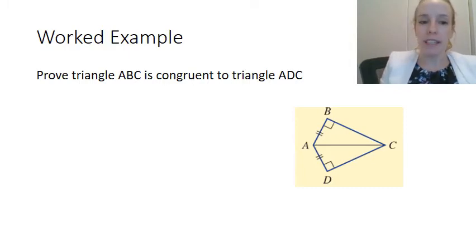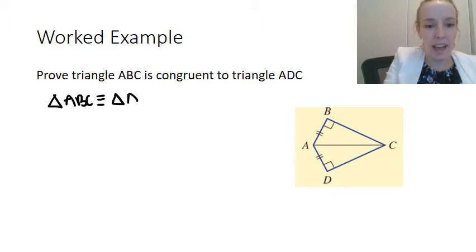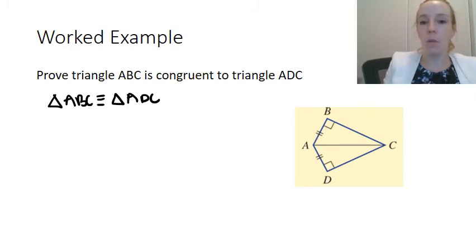We've got some worked examples. We have to prove that triangle ABC is congruent to triangle ADC. So we can think back to all our rules and think which one of those rules for congruence of triangles this picture satisfies. The first thing I would look at is they both have a right angle.